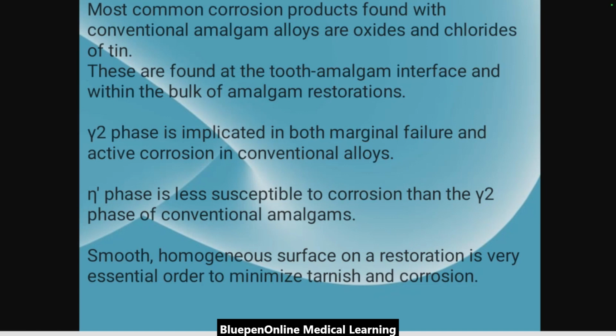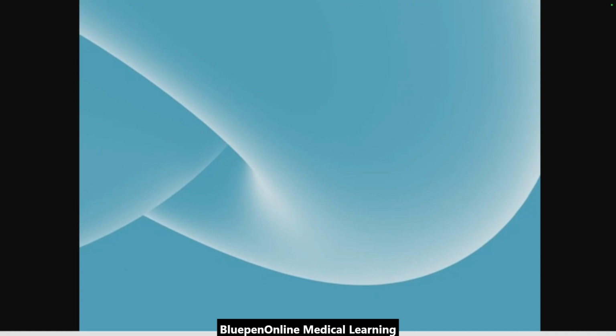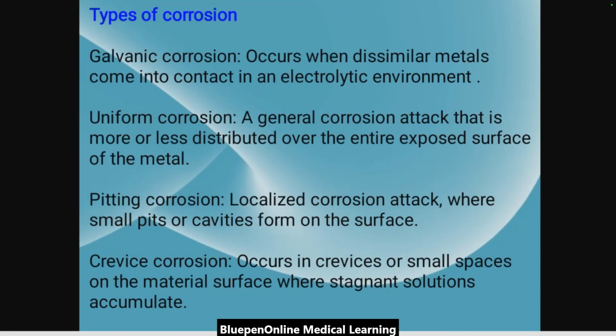Also, a smooth homogeneous surface on a restoration is very essential in order to minimize the tarnish and corrosion. If the surface is well polished and smooth, the tarnish won't occur, and if tarnish is not happening, it won't lead to corrosion for at least a few years of the restoration. So the longevity of the restoration can be increased.